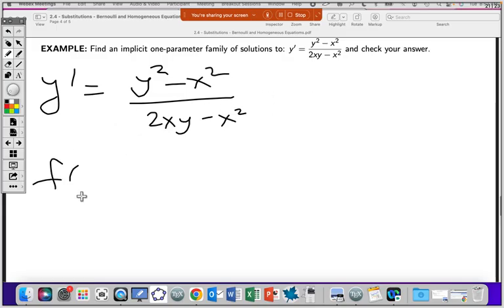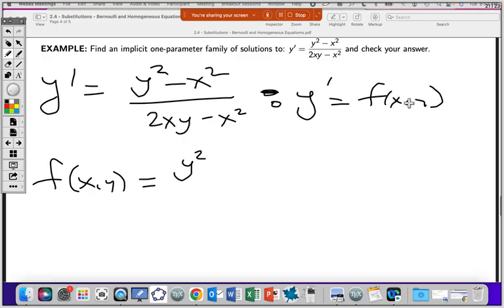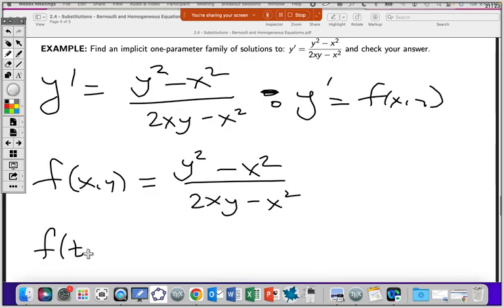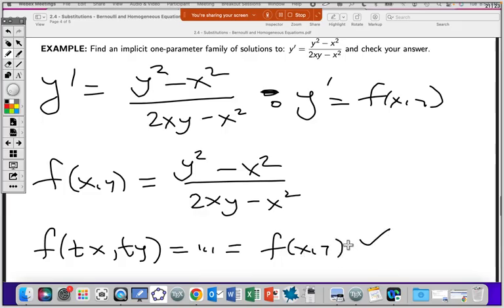Okay. So if you wanted to write all this down, you'd say, okay, well, I'm in the form y prime equals f of x, y. You would identify the f of x, y, and then you would go through f of tx, ty, and then show that you just get f of x, y back. So that's how you would actually establish that the differential equation is homogeneous. But we've done a couple examples of this kind of algebra, so I don't think we need to go through that.